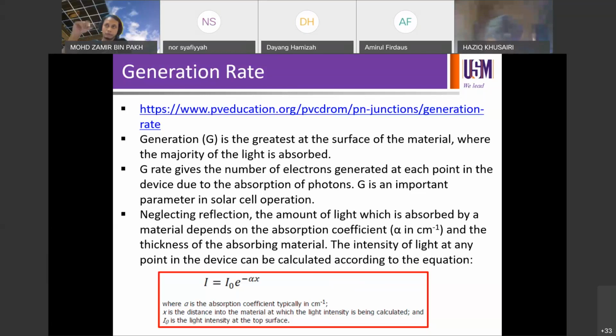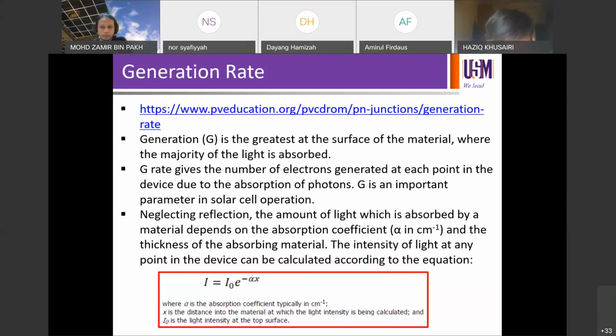Okay, just now we looked at blue photons versus red photons, thick condition versus thin condition. So that shows one dependence already, the thickness. The intensity of the light at any point in the device can be calculated according to the equation below: I equals I naught times exponential of negative alpha times x, where alpha is the absorption coefficient we've discussed before, and x is the depth into the device, the cross section of this semiconductor material. So the thicker the crystalline silicon wafer, for example, the bigger the x will be. If you use a very thin layer of crystalline silicon, the x will be smaller.